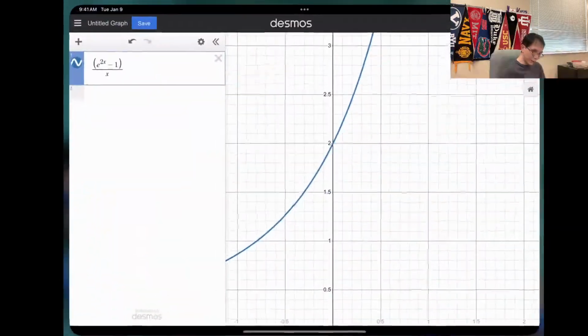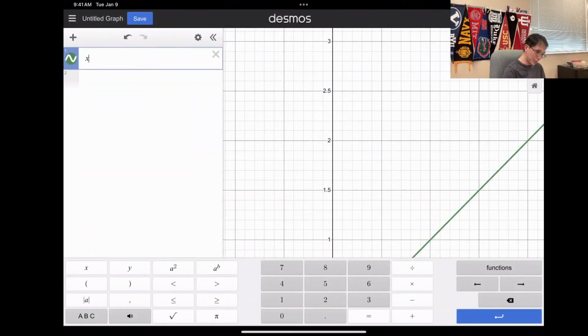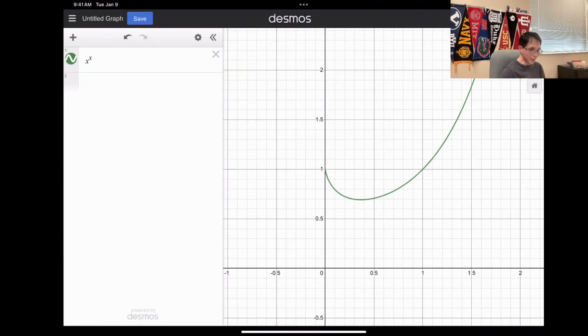Now, if you pay attention to the graph, this is the graph that you should see. This is the x to the x graph we never studied before. It's going like this and turning around. Turning around. Okay, yes.